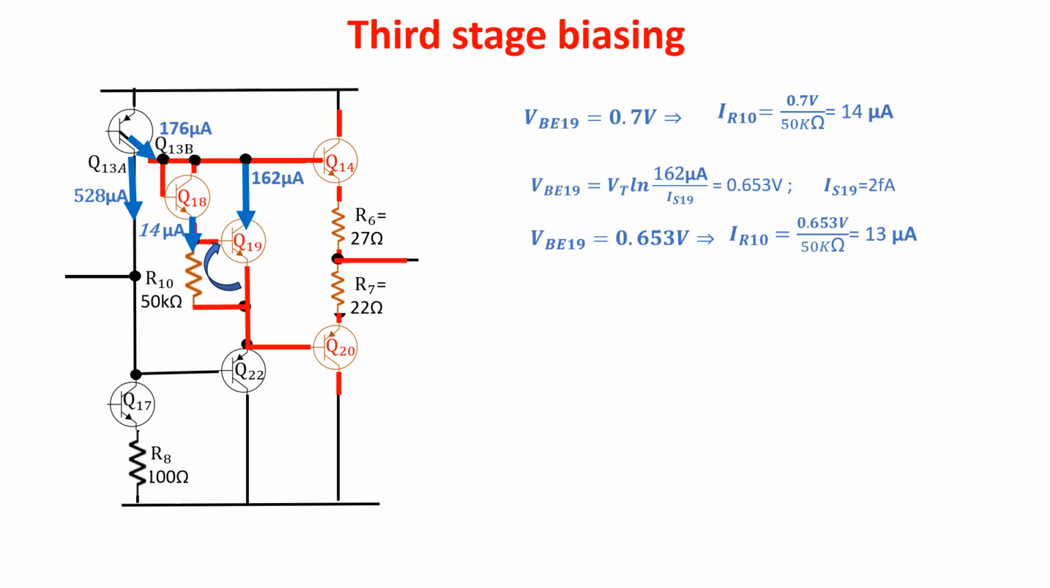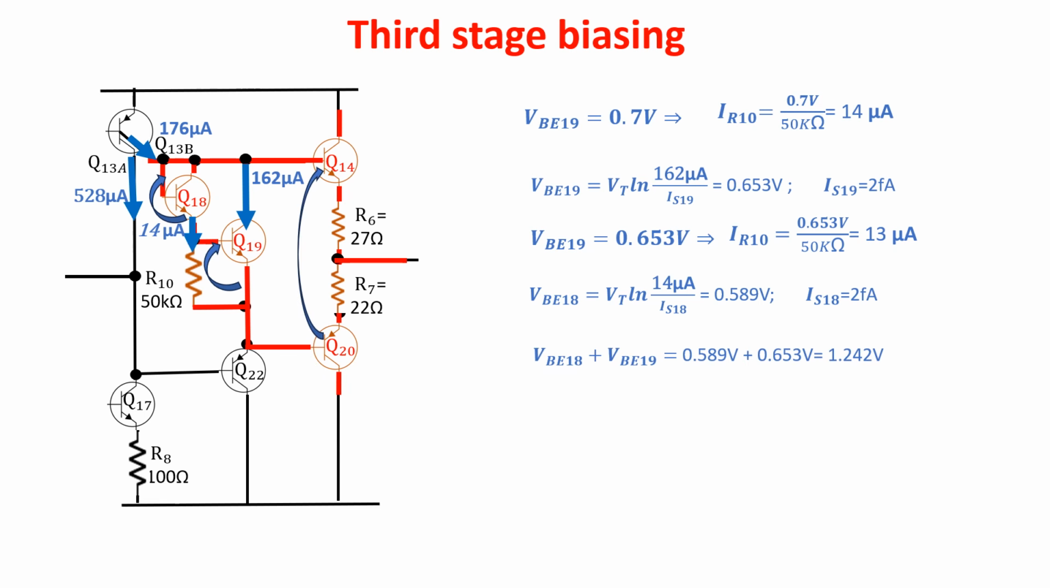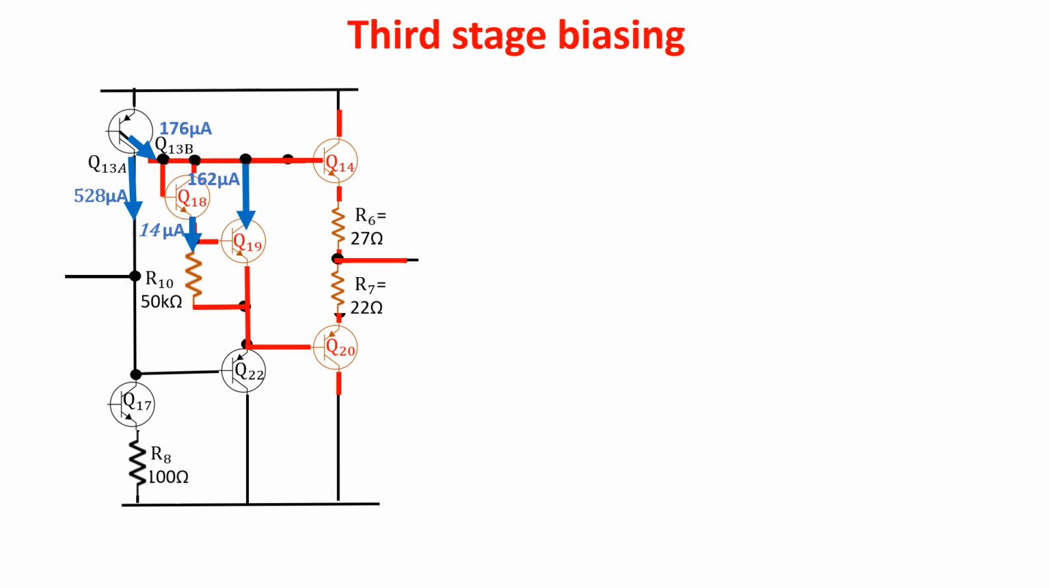With this current we get VB18 equals 0.589 volts, so the total voltage bias for the push-pull configuration Q14 and Q20 is 1.242 volts. As you see, the voltage between the bases of Q14 and Q20 is not 1.4 volts, but 1.24 volts, to keep the output BJTs not completely on and avoiding large current even without load.